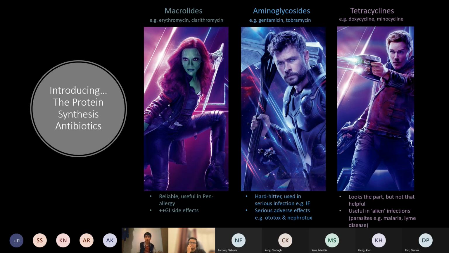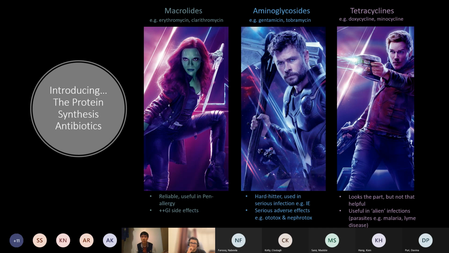Okay, so we've gone for Guardians of the Galaxy for this one. Macrolides, I've chosen Gamora mostly because she's green, and green we're thinking GI side effects. But also, you know, she's reliable. We use them in penicillin allergies. Aminoglycosides, similar to the Hulk, quite a big hitter. So that's the one protein synthesis antibiotic that's bactericidal, and we use it in serious infections like infective endocarditis. Similarly, like the Hulk, you do get pretty bad adverse effects: ototoxicity and nephrotoxicity.